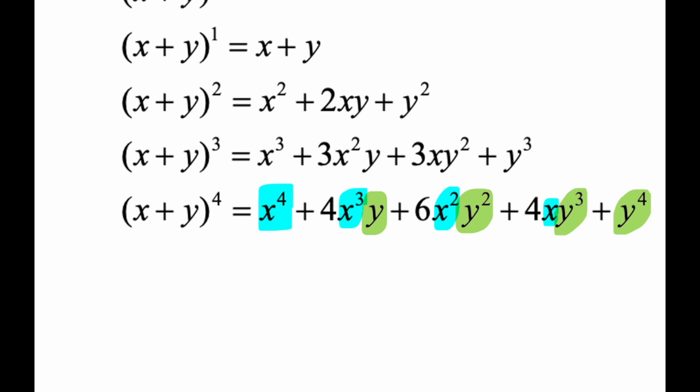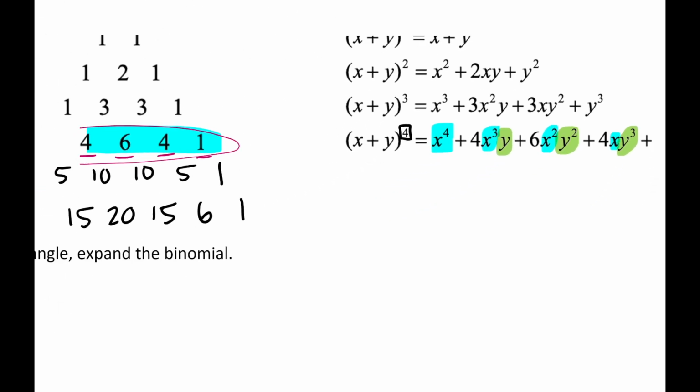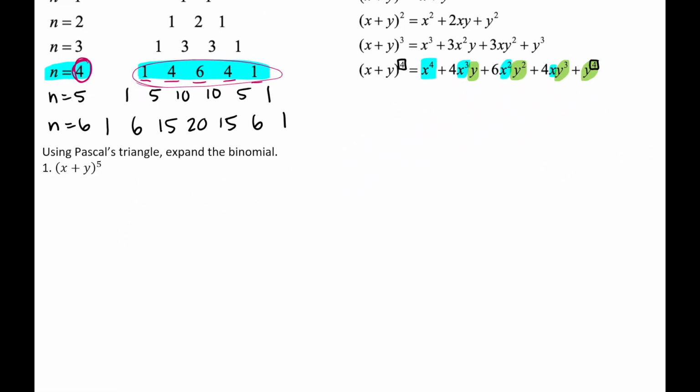So as you can see, x will start with the highest exponent, 4, and then it will decrease by 1 each time until there's none left. And then y does the opposite. It starts with none, and it will increase by 1 until the final term has that highest exponent, or the degree. All right, so let's go ahead and practice this.